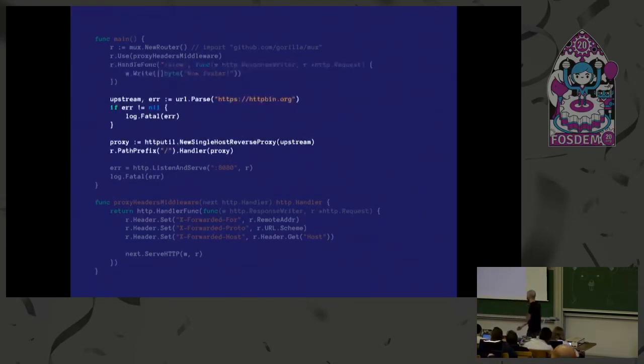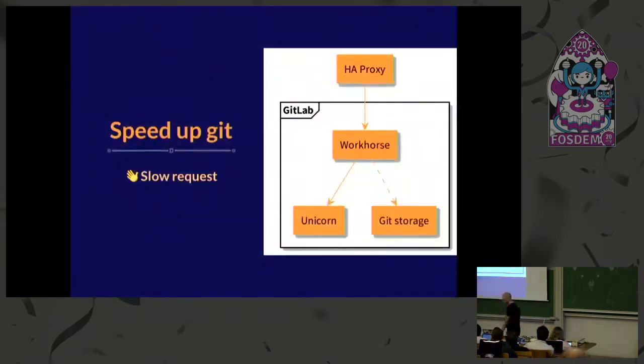Then basically we go back to our old code, we parse the upstream URL, we create a new single host reverse proxy, and we bind it to the router so that everything that doesn't match a specific route will go through the reverse proxy to our upstream. So this is what we did.